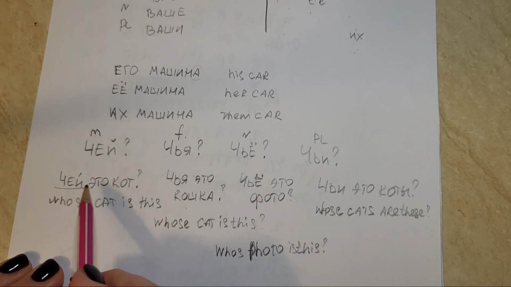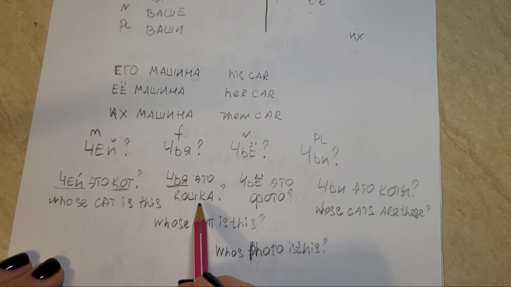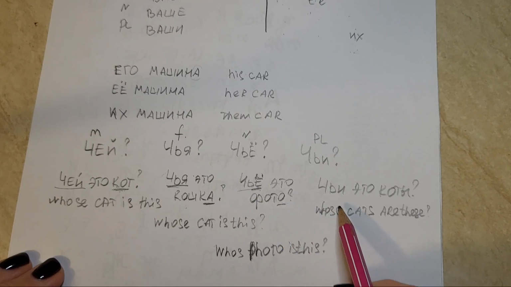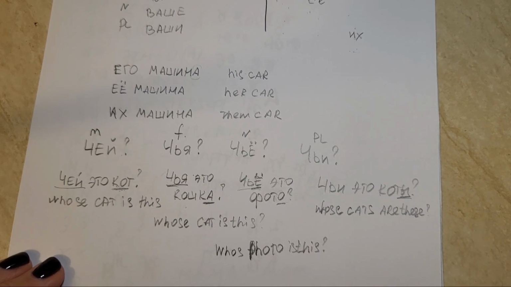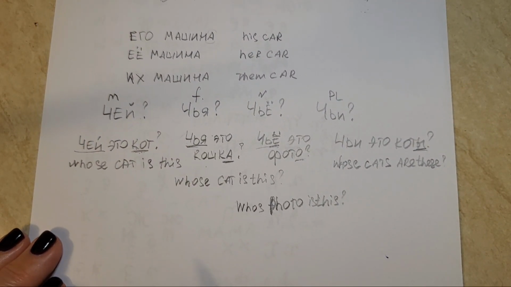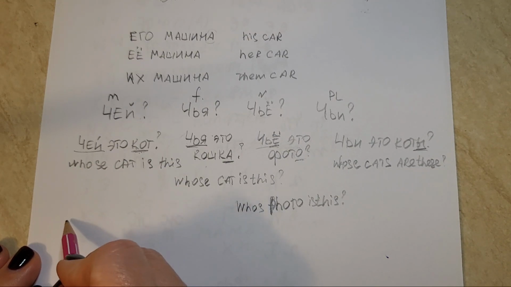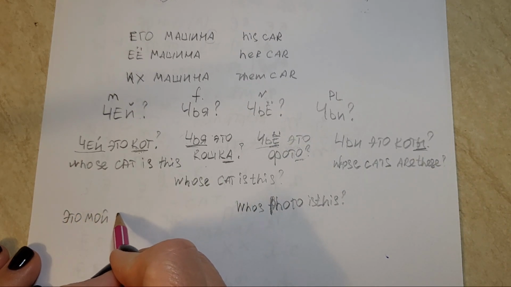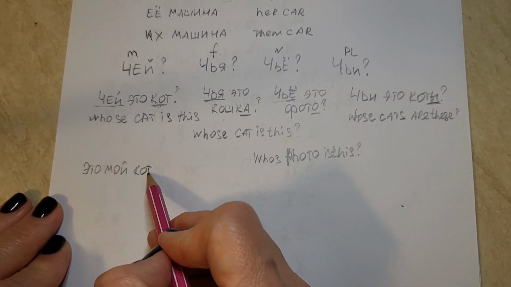And so, with чей the noun will be masculine. Чья, the noun will be feminine. Чье, the noun will be neuter. Чьи, plural, the noun will be plural. And so we can answer, for example, чей это кот. Let's answer: my cat. Это мой кот. Of course, мой because кот is masculine.